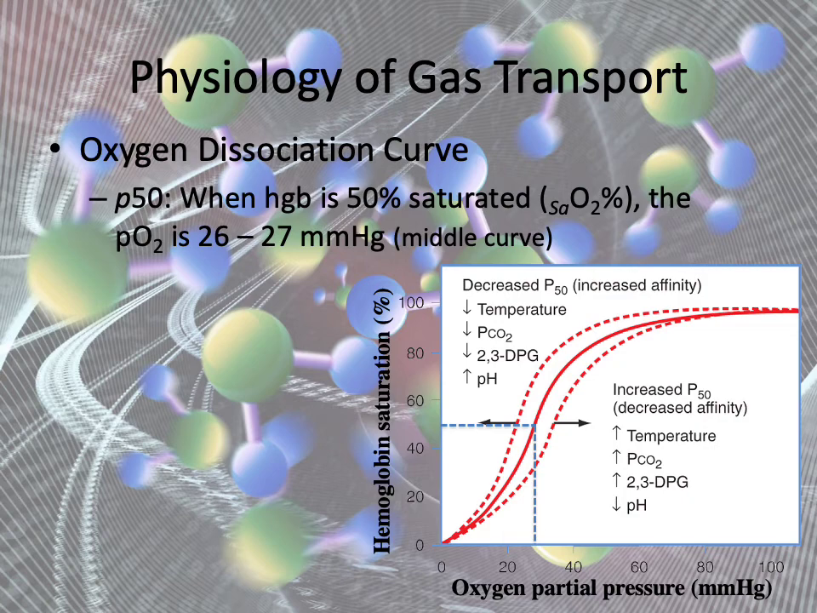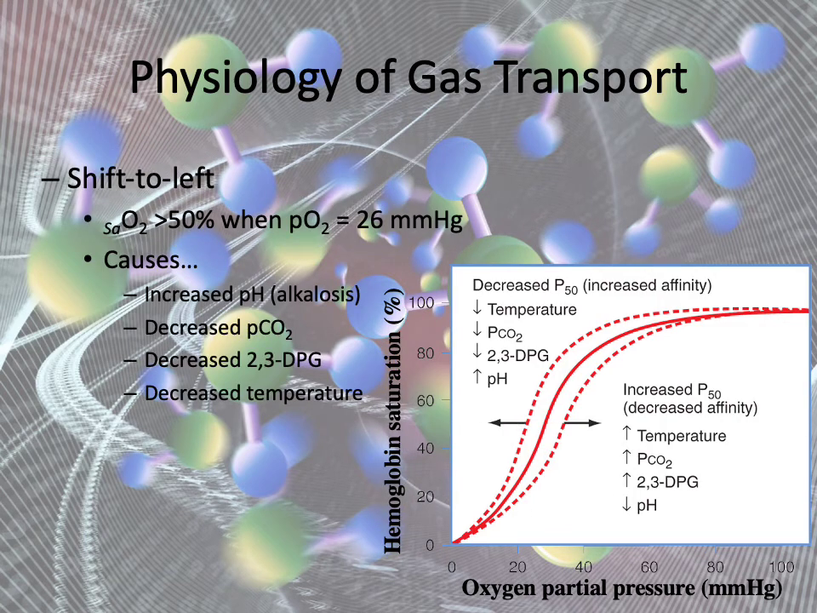Now, on either side of this normal curve, you have dotted lines, which represent the abnormal curves. So the abnormal curve on the left is a shift to the left, and what that means is there's a decreased affinity for oxygen. Hemoglobin has a decreased affinity for oxygen. It doesn't want to hang on to oxygen very much at all. Okay, so let's take a look at that in our next slide.